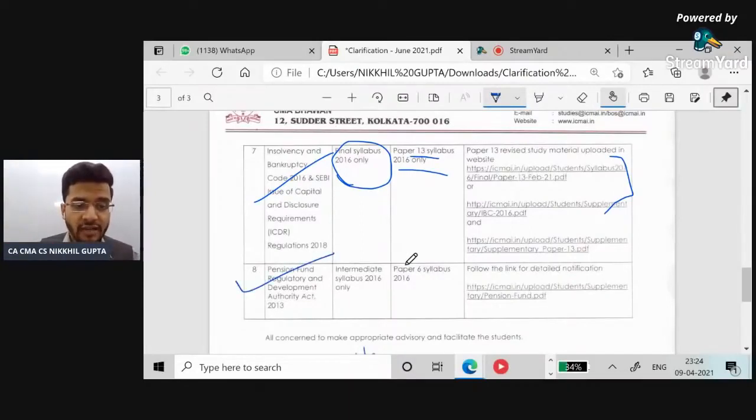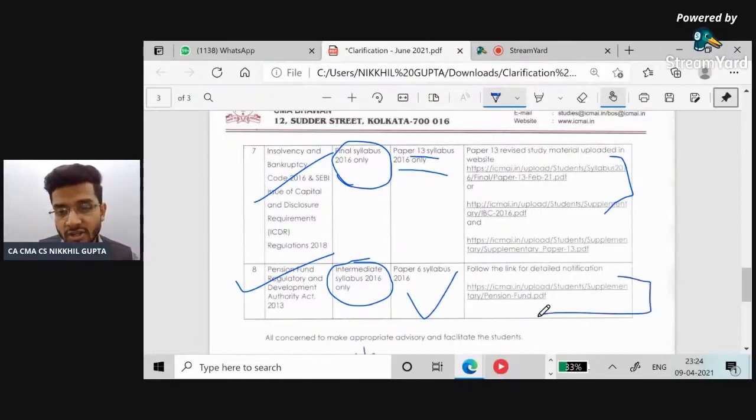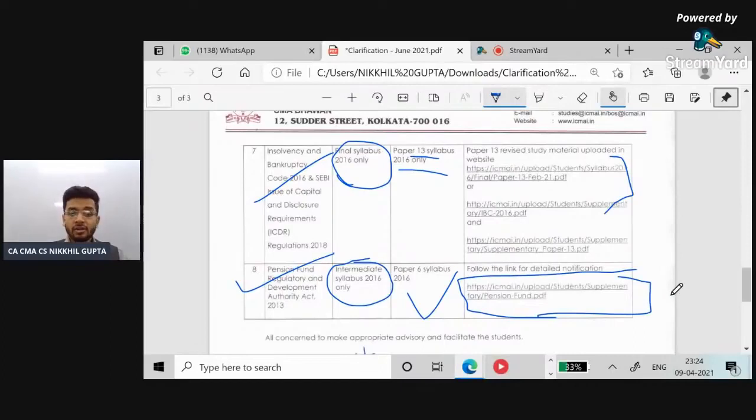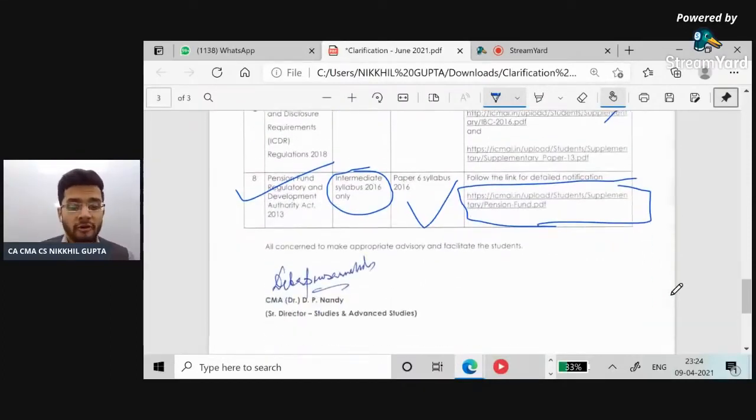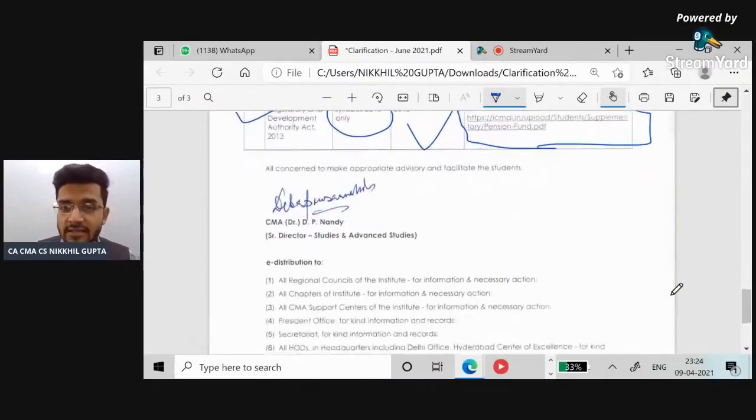Then the Pension Fund Regulatory and Development Authority Act, which is relevant for the intermediate syllabus 2016 only. Paper number 6, which is Law and Ethics. There is a link to the detailed notification, the supplementary which has been issued on the Pension Fund Regulatory and Development Authority Act. That supplementary you have to do for your syllabus. So yes, this is the notification.